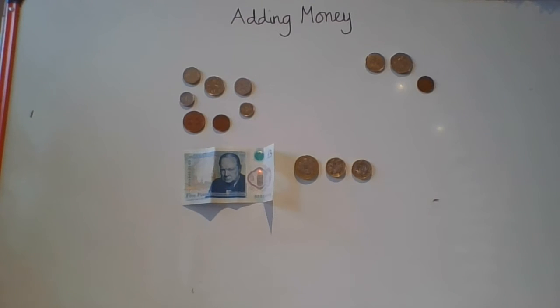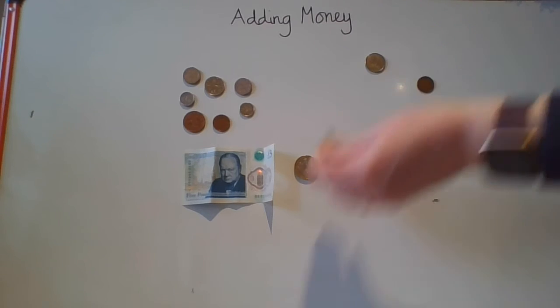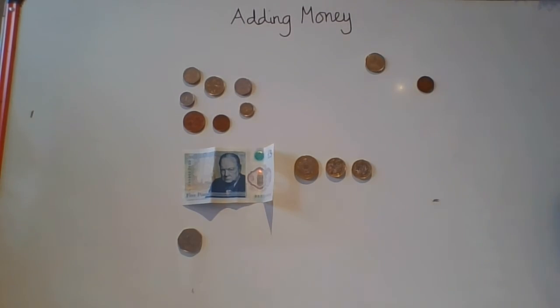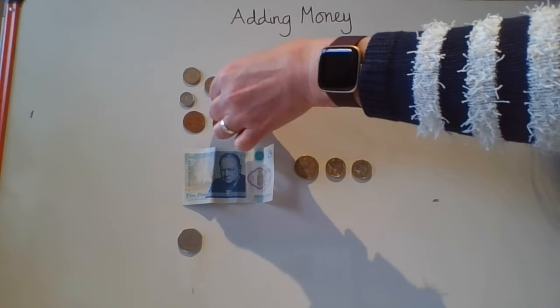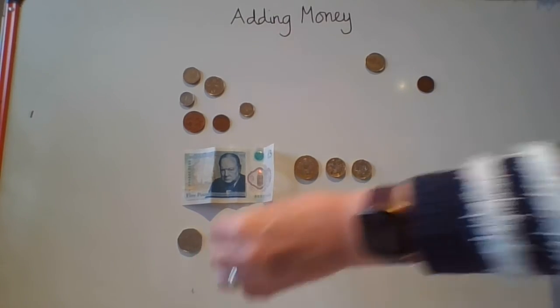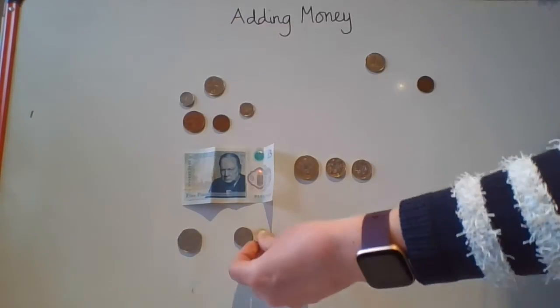Then I'm going to take my pennies and I'm going to look for the largest amount in pennies. So the largest amount is the 50. So I'm going to put my 50 there. Then I'm going to look for the next amount. And we know from our money that 20 pence will be the next in value, and I can see that I've got two of those.